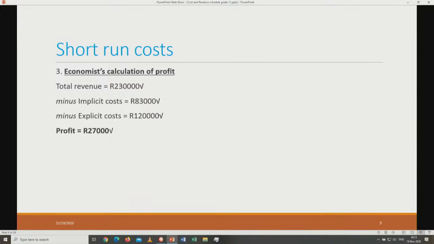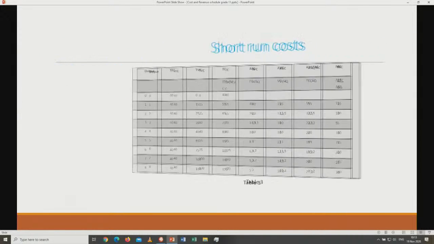You see, our economic profit is 27,000, different from accounting profit. Accounting profit is a little bit higher than economic profit. See, that's the difference. Okay, fine. Now let's continue. I want us to continue.